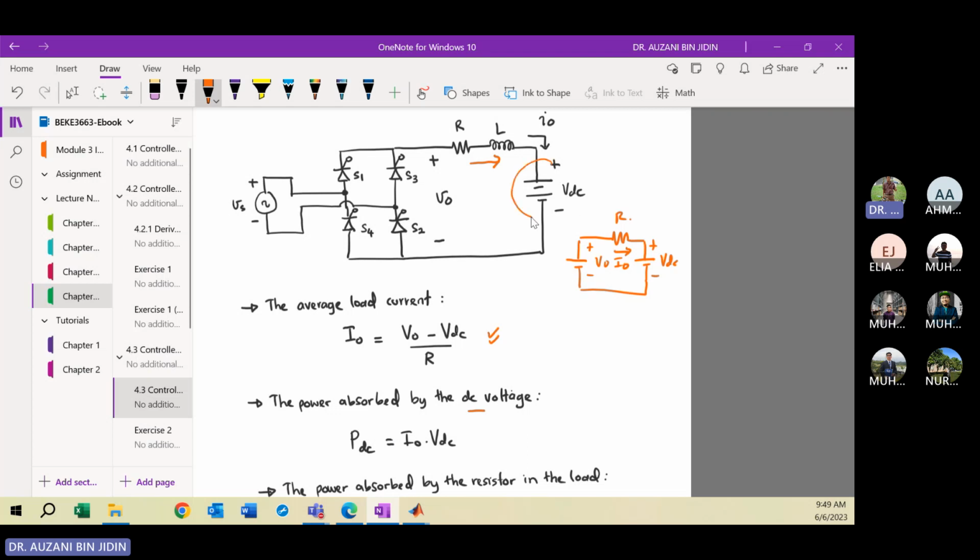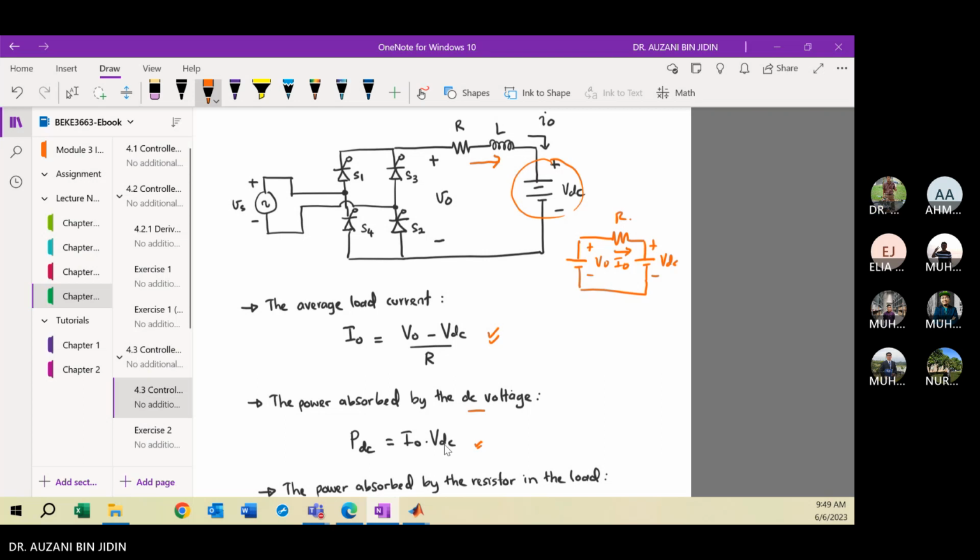Then to calculate the power absorbed by the DC voltage, in this case you want to operate the bridge converter as a charger circuit. So the power is delivered from the AC source to the battery. The battery absorbs the power because we want to charge the battery. The power absorbed can be calculated using this equation, simply by multiplying the current flowing through the battery and the battery voltage VDC.